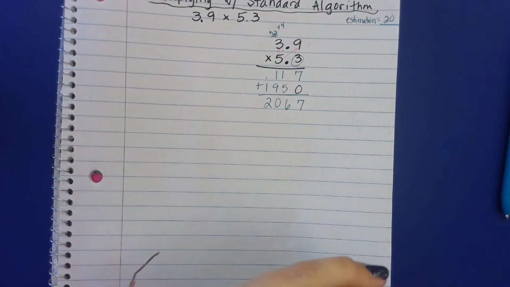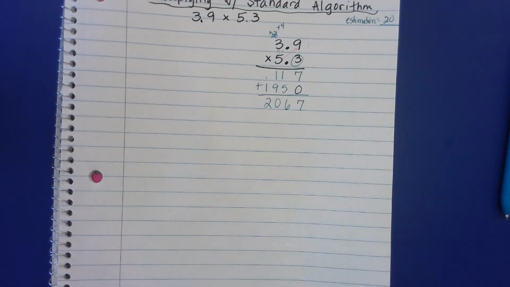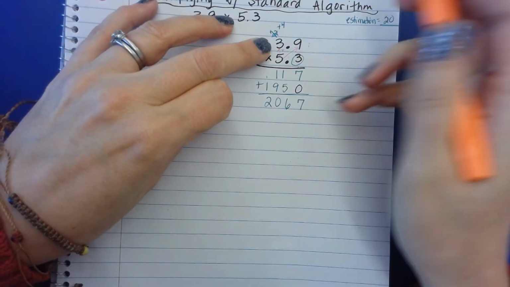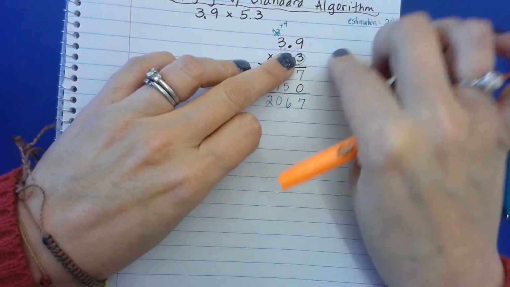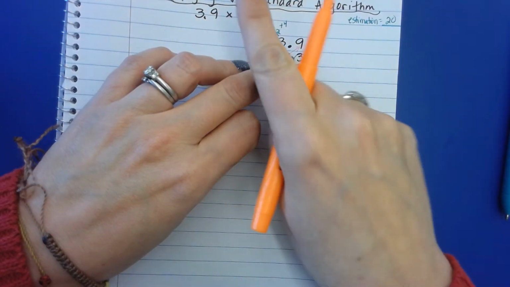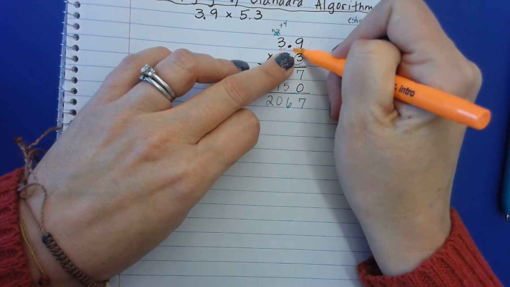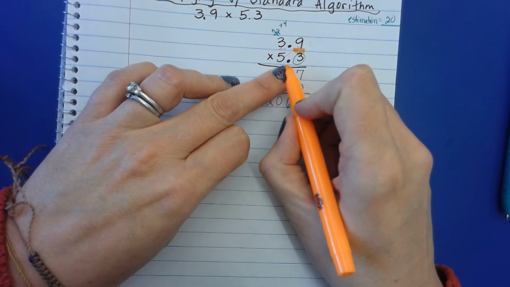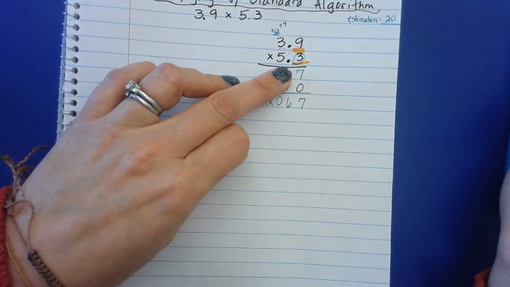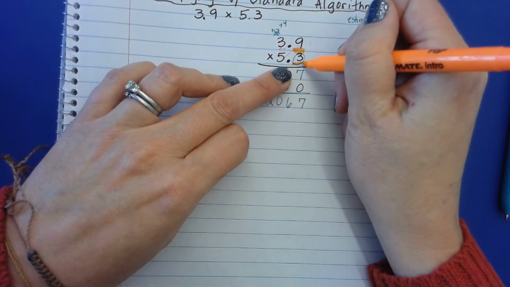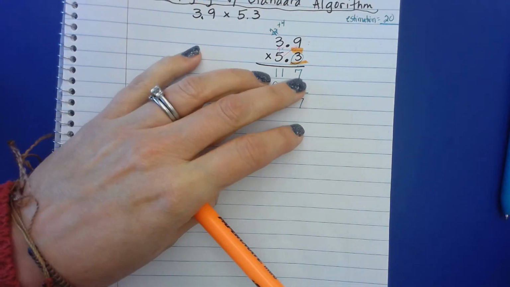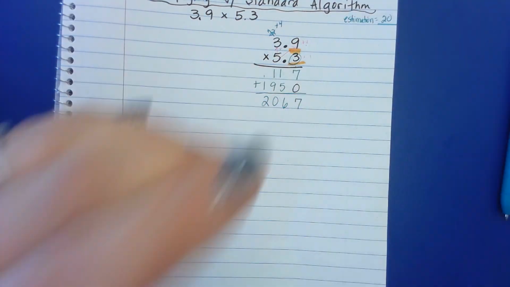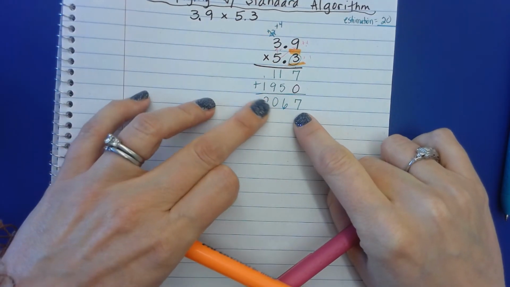So what you do with the decimals is you come back up to the factors and you look, okay, this has a decimal. How many numbers are to the right of the decimal? There's 1. Then come down to the other factor. How many numbers are to the right of the decimal? There's another one. There's 1. So 1 and 1. So you have to add those up. 1, 2. So 2.